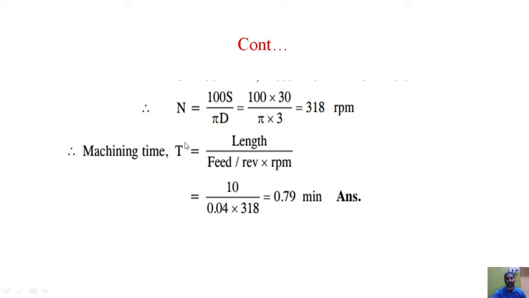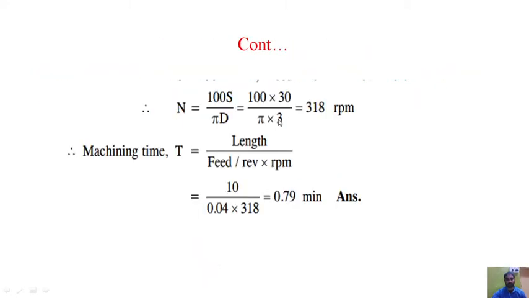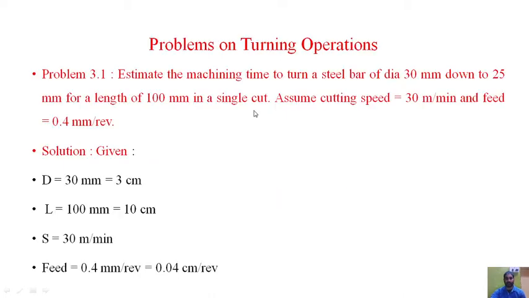So you have to find the machining time, which is given by length divided by feed per revolution into RPM. Feed per revolution is given here, so we need RPM N. N is given by 100 S by pi d, where S is cutting speed and D is the diameter of the workpiece. You have to reduce the diameter from 30 mm to 25 mm. In one cut, the depth of cut will be 5 mm divided by 2, that is 2.5 mm.